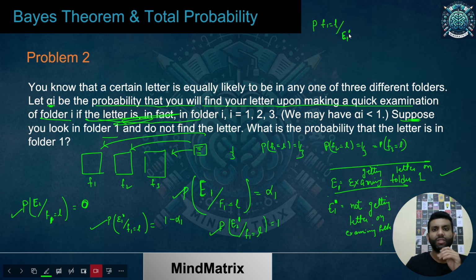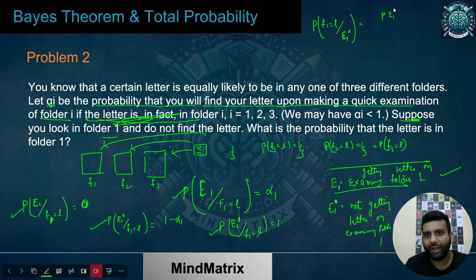This is very important. As I have not got the letter, what does E1 dash mean? On checking E1, not getting the letter. This is the probability I'm finding out. So what will this be? You will again be using Bayes theorem, because this you cannot find directly, but you can find the other conditional probabilities.